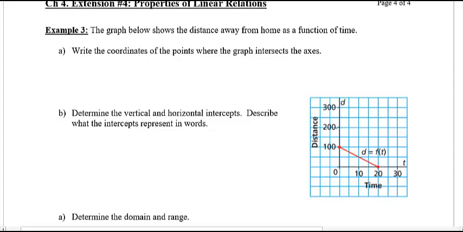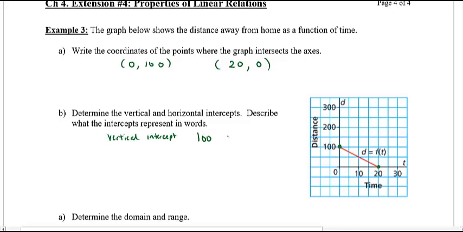But notice, it says write the coordinates of points where the graph intersects the axes. That would be this one here. The y-intercept, so 0, 100. Oops, 100, I wrote down 1,000. And another one down here on the independent axis, 20, 0. So determine the vertical and horizontal intercepts. Now, if I ask you just for the intercepts, you don't have to give me coordinates. The vertical intercept is just the value. In this case, 100.